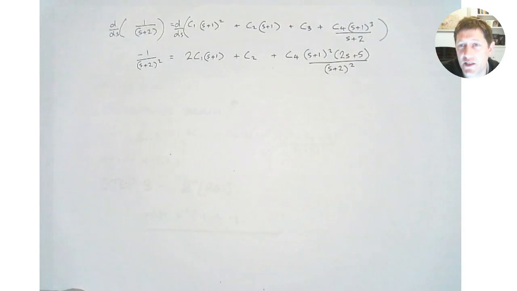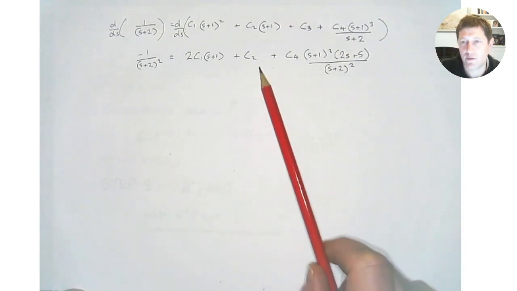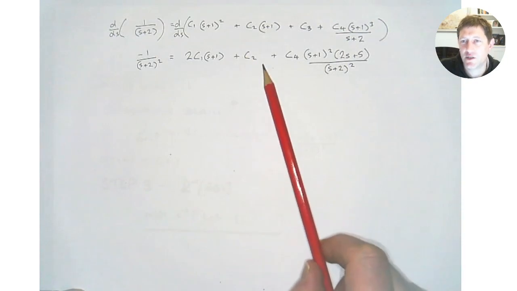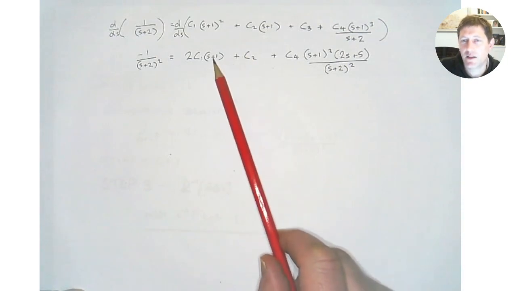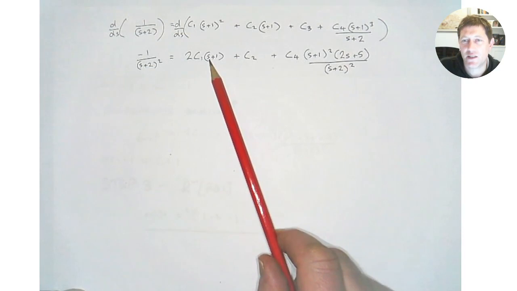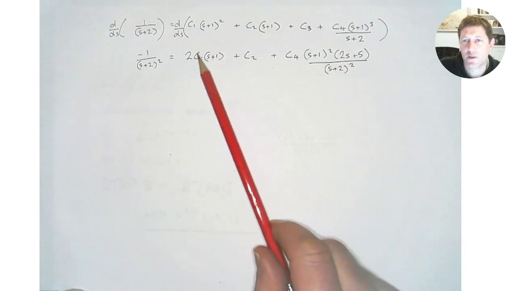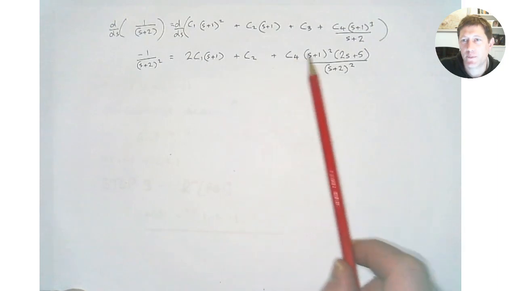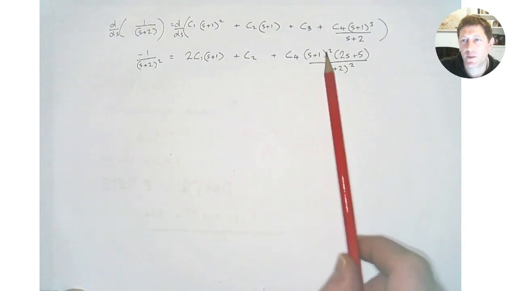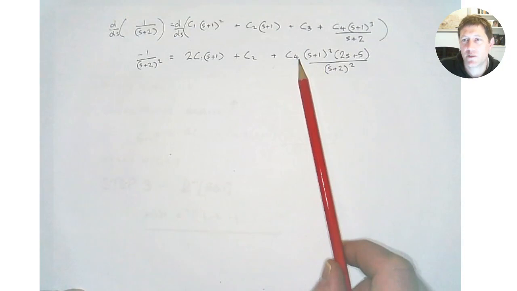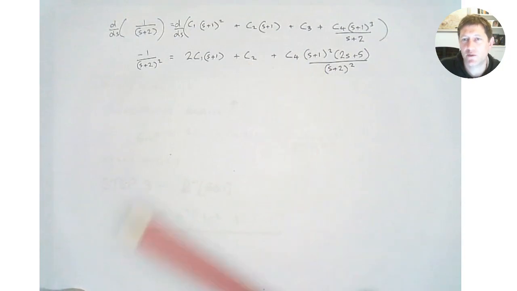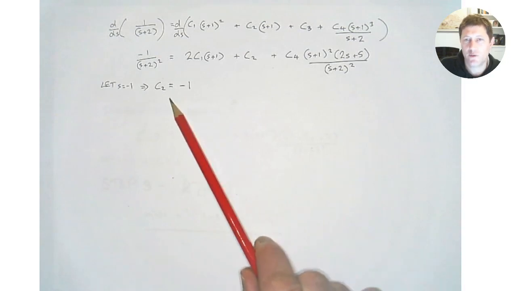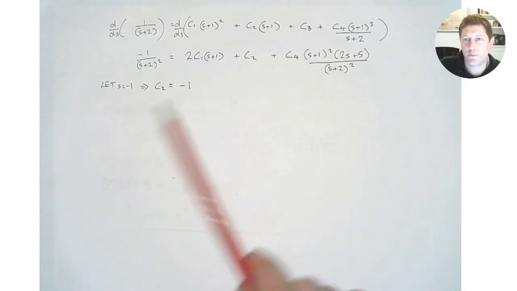Already I think you can see that this is an attractive form of the equation because we've isolated c2 on its own, and now we can make the substitution that s equals minus 1 such that s plus 1 is 0. If s plus 1 is 0, we get rid of c1 and we get rid of c4 because s plus 1 is 0. So now the substitution works and we'll get a value for c2. So you put in that substitution and you'd find that c2 is equal to minus 1.